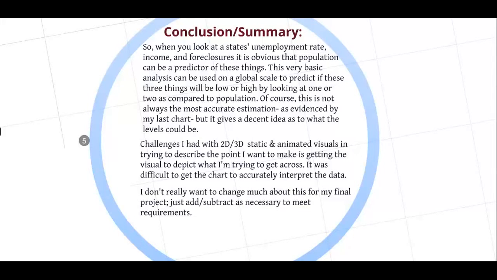So when you look at a state's unemployment, income, and foreclosures, it's obvious that population can be a predictor of these things. This very basic analysis can be used on a global scale to predict if unemployment, foreclosures, and income will be low or high by looking at population.